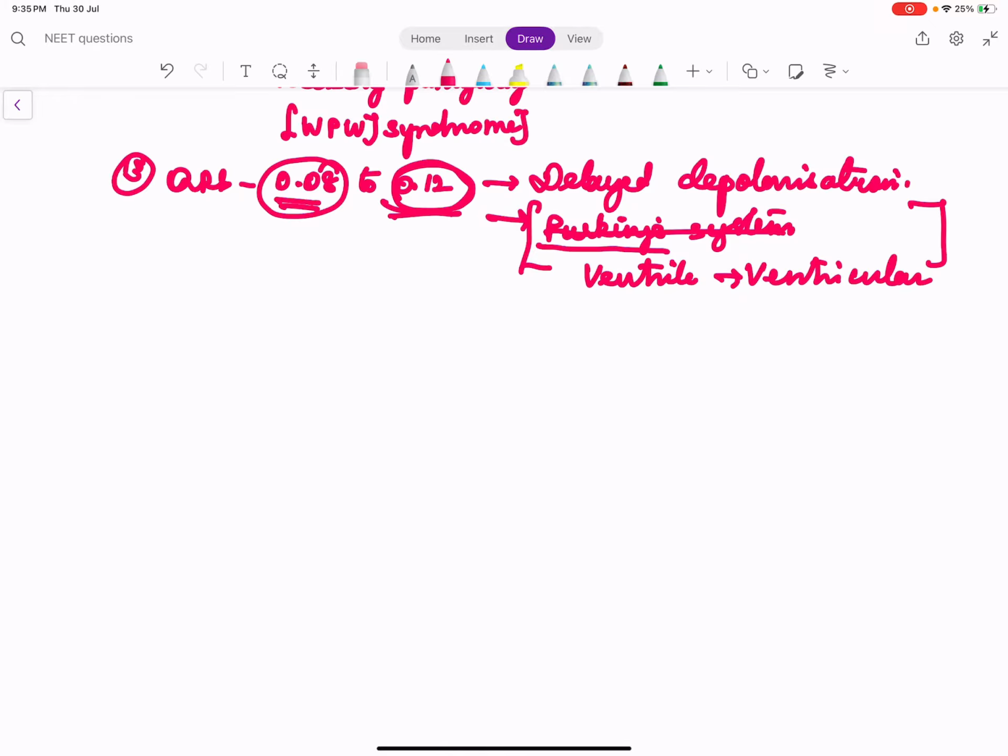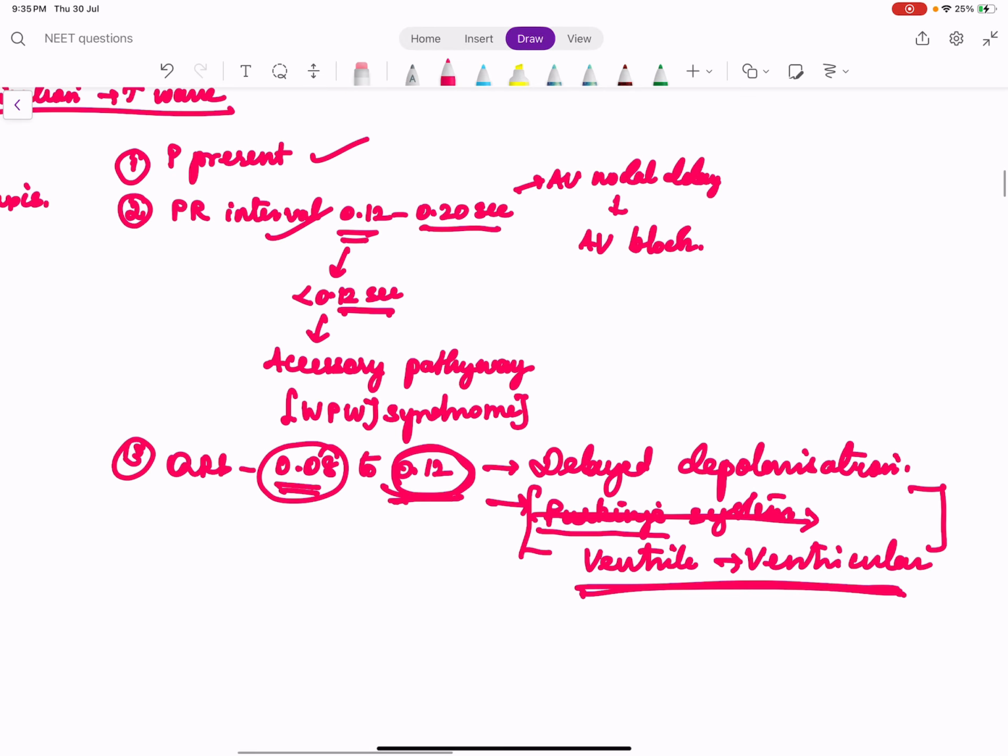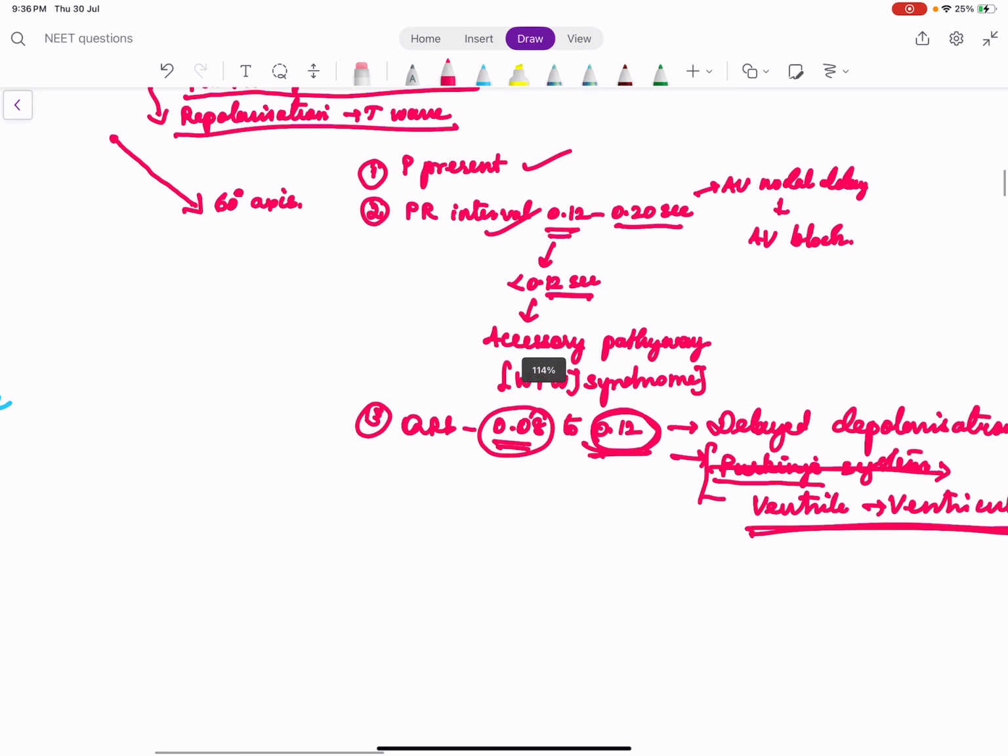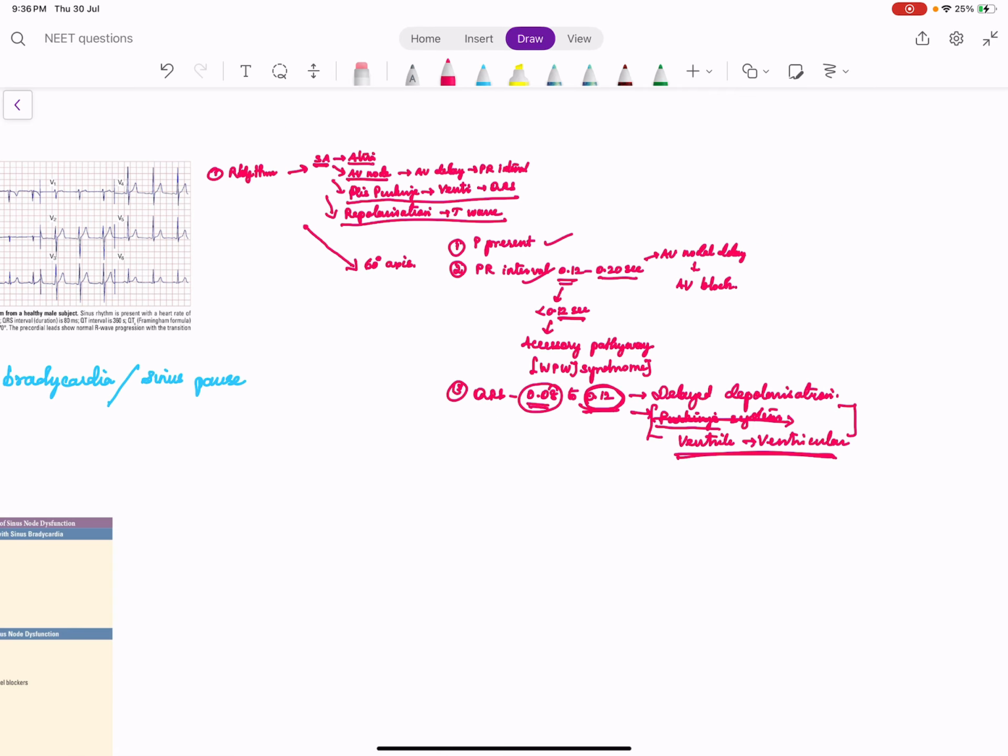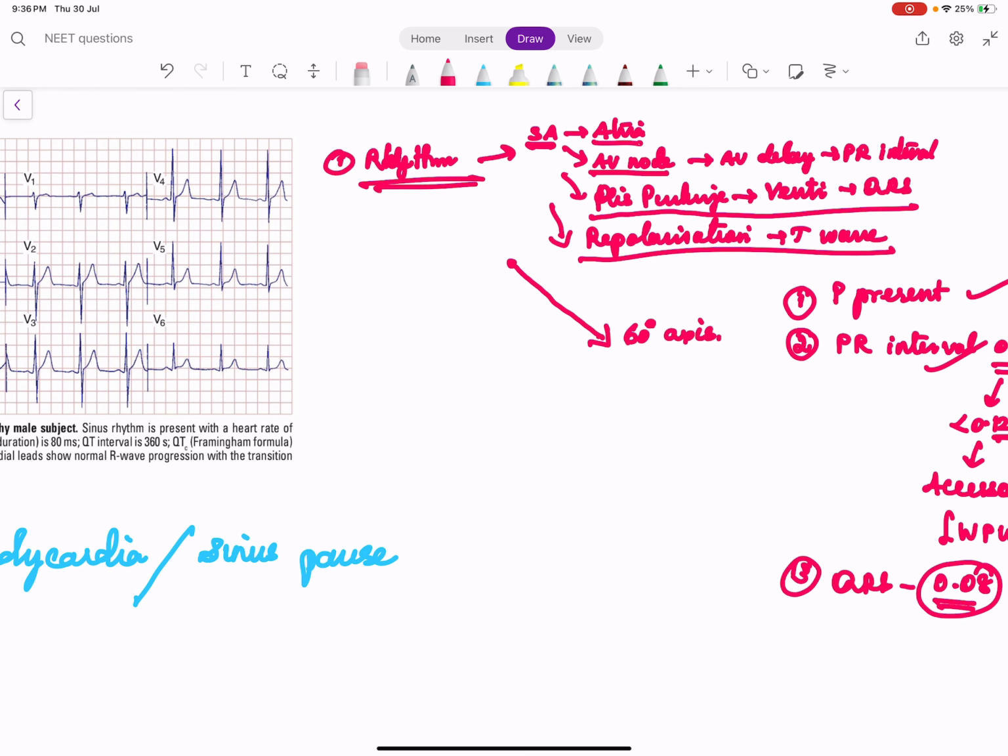So if the QRS duration is more than 0.12 seconds, it means the conduction system is problematic, and the ventricle is conducting or generating the impulse. So these are the criteria for a normal rhythm. This is the first step which you see in an ECG, about the rhythm.